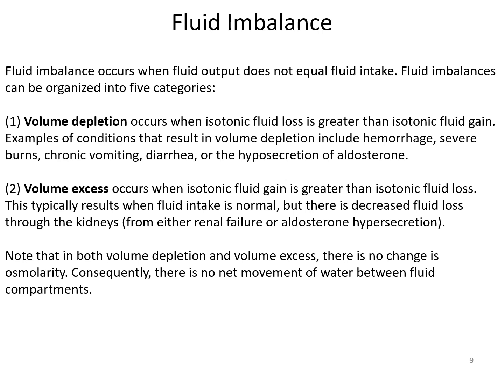So remember, aldosterone moves sodium and water back into the blood. So if you don't have enough of that, it's going to stay in the tubular fluid, so you're going to excrete excess urine. The other one is going to be volume excess, when the isotonic fluid gain is greater than the isotonic fluid loss. So this typically results whenever the fluid intake is normal, but you've got a decrease in fluid loss through the kidneys. So basically your kidneys aren't functioning that well, or you may have a hypersecretion of aldosterone.